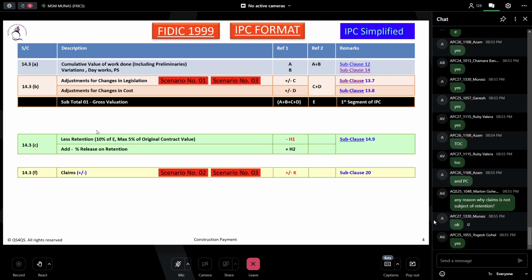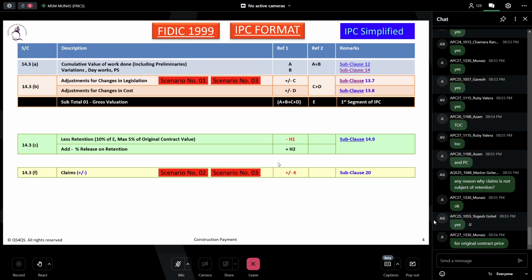Why is claim not subject to retention? They said that very clearly. You take it according to 14.3. See, it says you consider only A and B. That's what we stick with in that contract. If your contract says apply it on all the amount, then you have to apply it on the whole amount. So we are trying to trigger the format that FIDIC 1999 says. Do you understand?